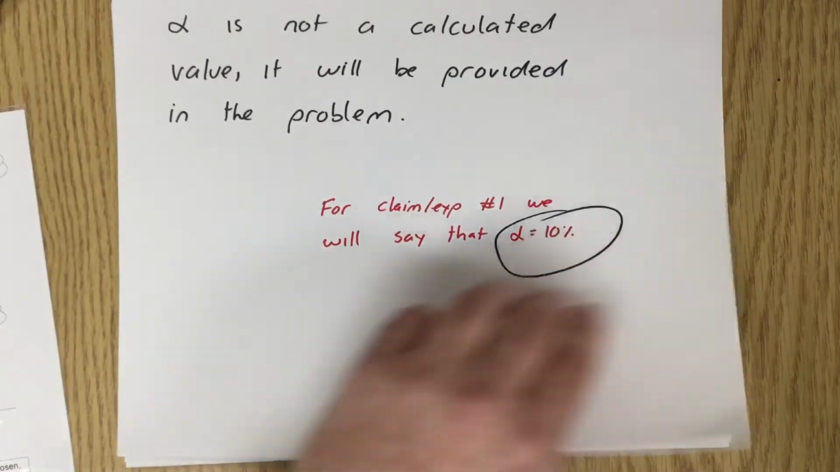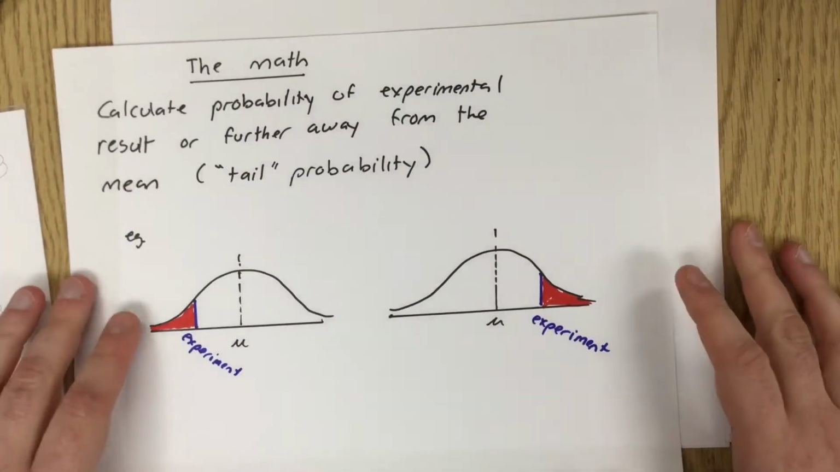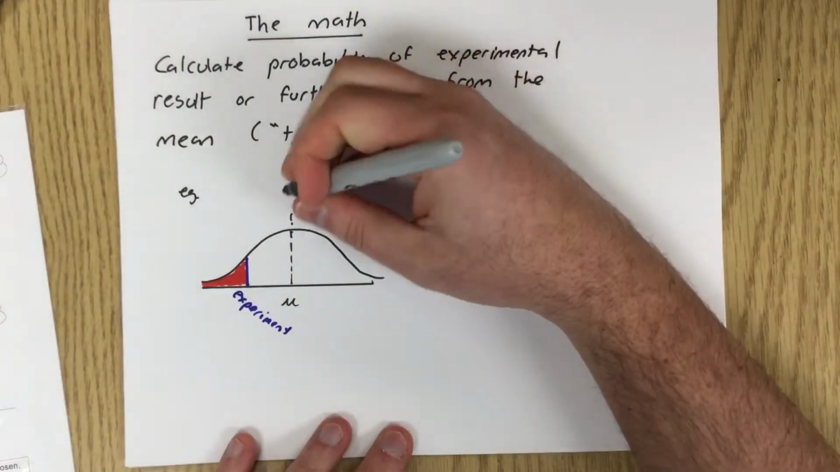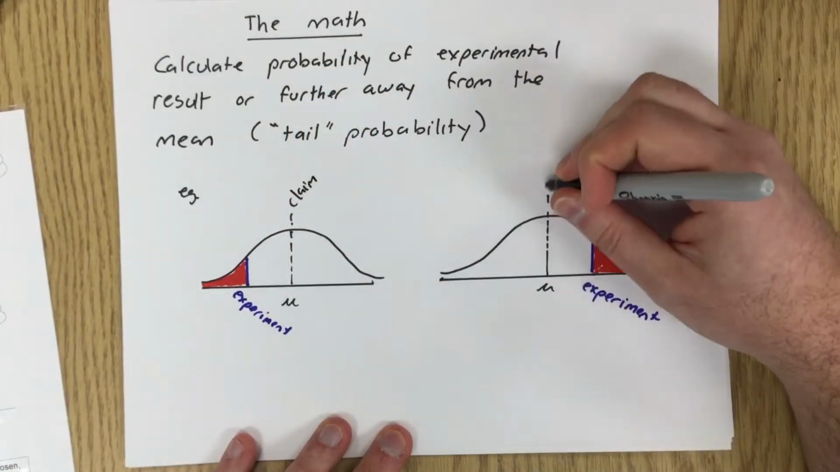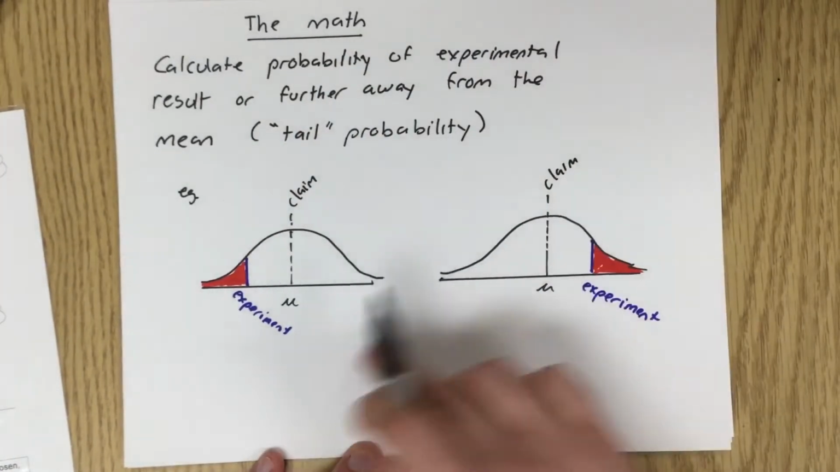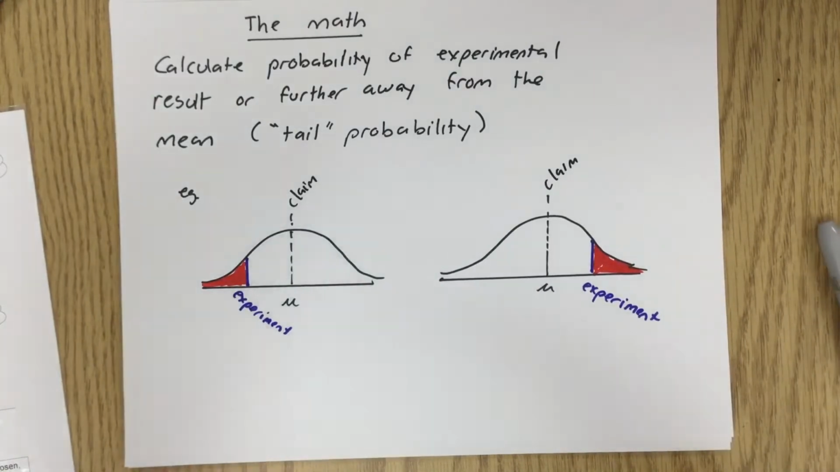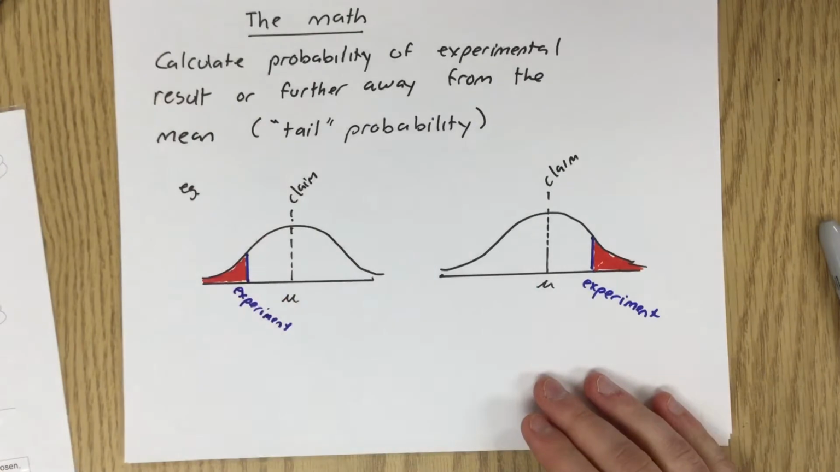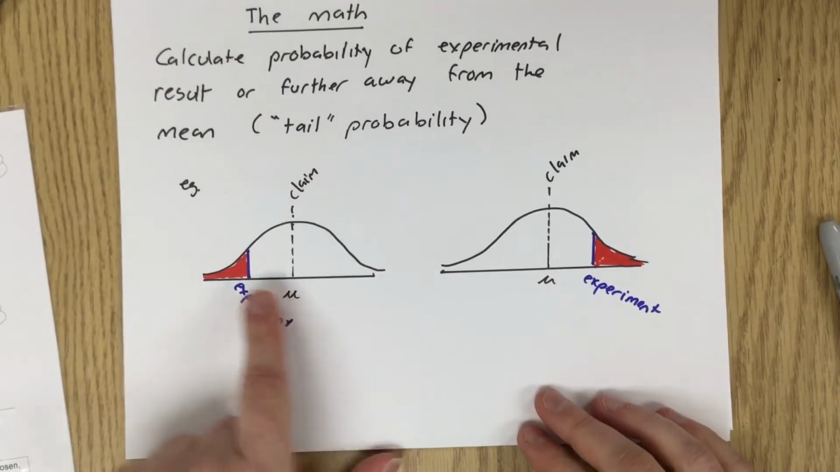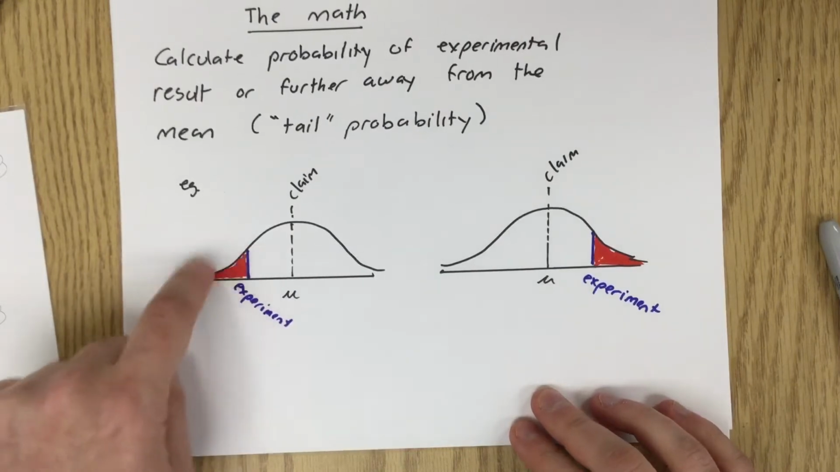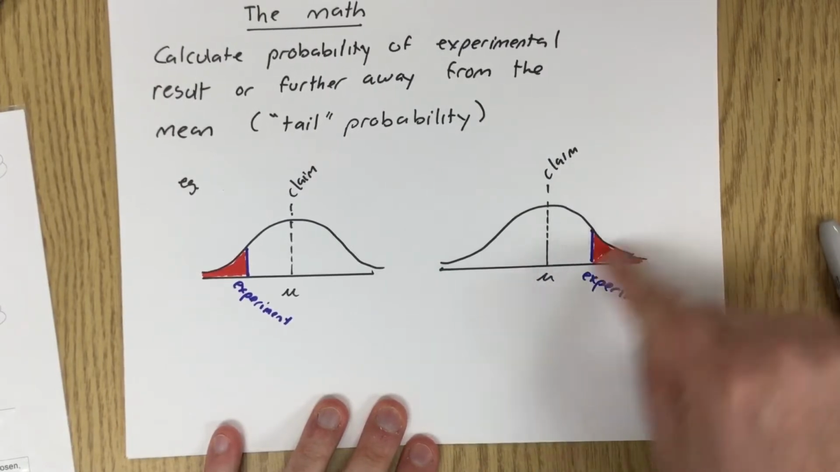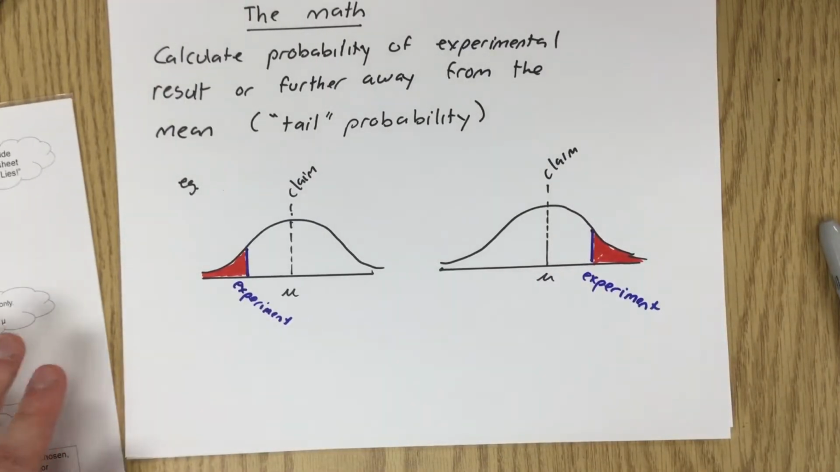So mathematically, what are we going to do? The mathematical idea is we have our mean. The mean is the claim by the company. So the company makes a claim of a mean. In this case, the company said that the mean was 53. Then we're going to do an experiment, and we're going to calculate the probability that if the company was telling the truth, the probability of getting the experimental result or further away from the mean. So for example, if our experimental value was below the mean, we would calculate the probability of being in this red zone over here. If our experimental value was more than the mean, we'd calculate the probability of being in that zone over there.